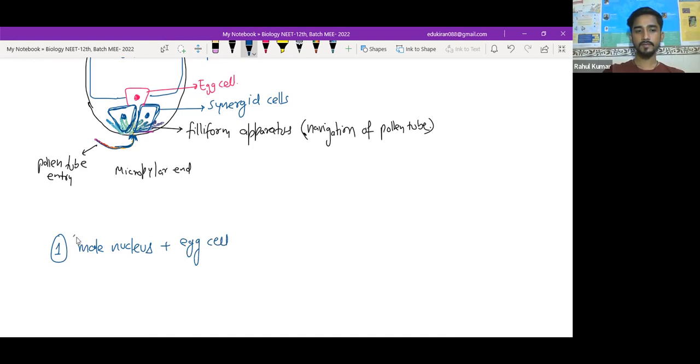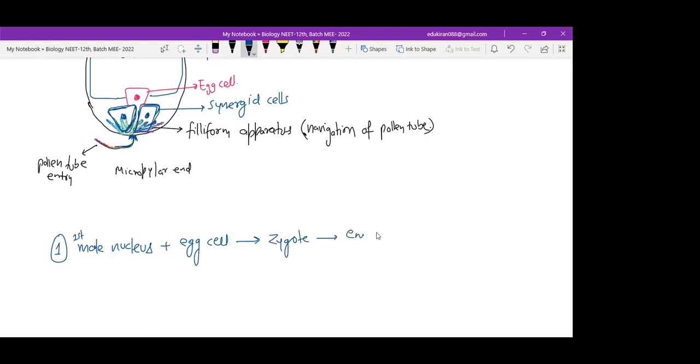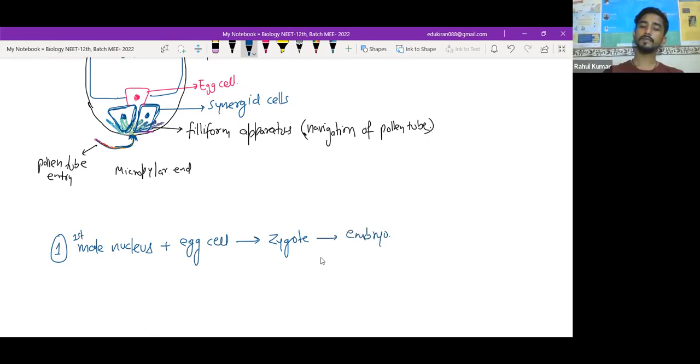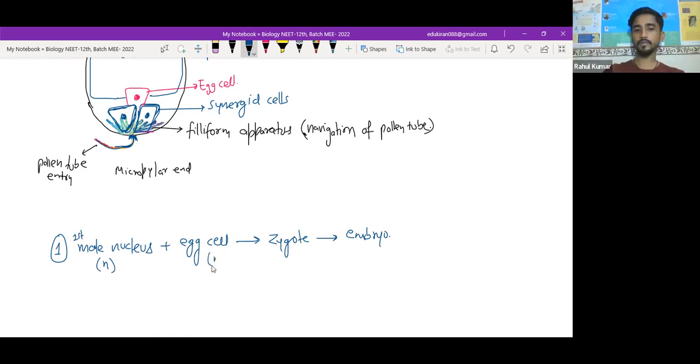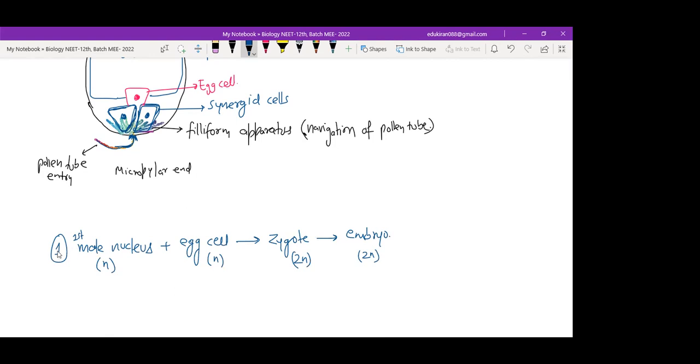Is it clear? And what will it give rise to? A male and a female nucleus are fusing. What will become? Zygote, correct? And then this zygote will develop into an embryo. What was the ploidy of the male nucleus? Haploid. And the egg cell was also haploid. And the zygote will become diploid, and so will the embryo. So this is the first fertilization that is happening.